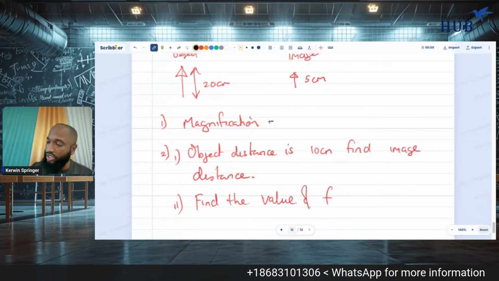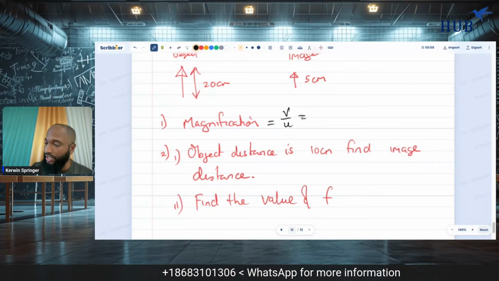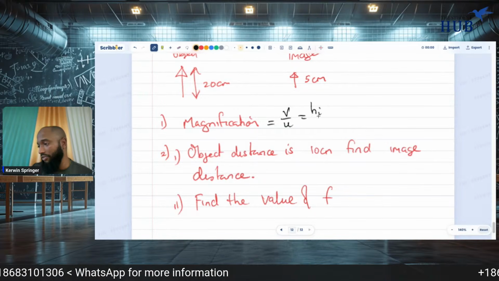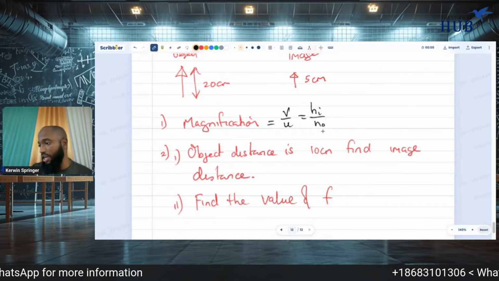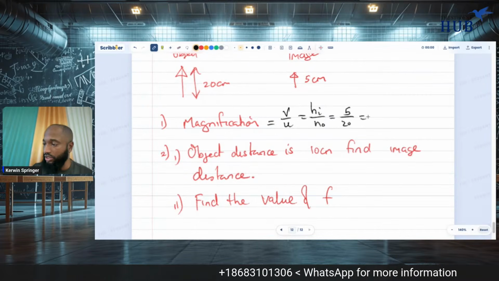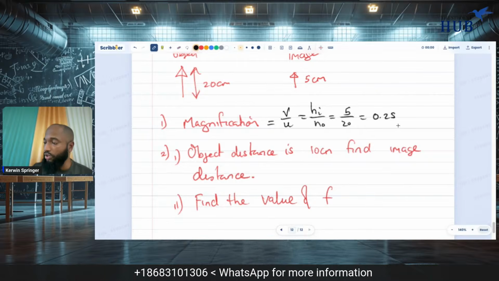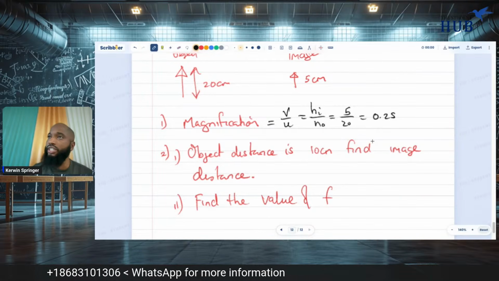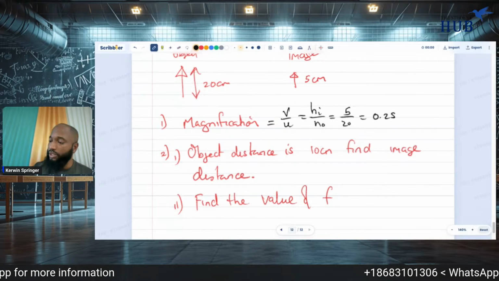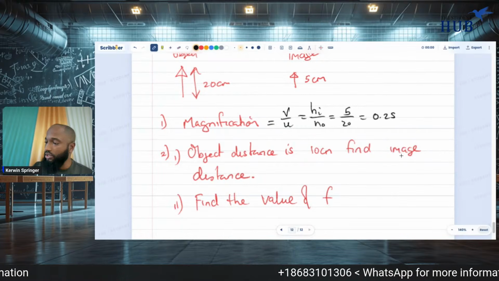So magnification is always V over U. In this case, you could say HI, height of the image, over HO, height of the object, which is 5 over 20, which is 0.25. What is the unit for magnification? There's no unit, so unitless. So the object distance is 10 centimeters. So find the image distance.